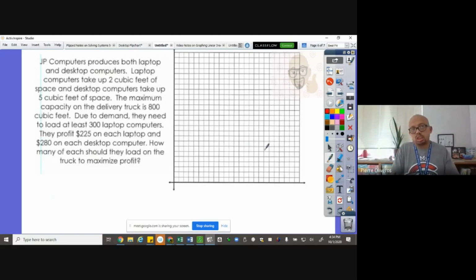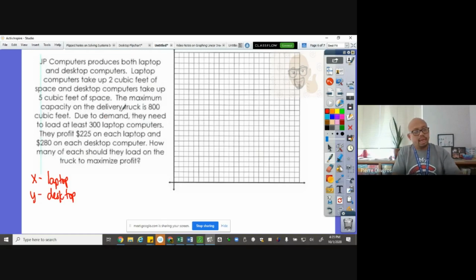JC Computers produces both laptop and desktop computers. So let's say that X is the number of laptop and Y here is the number of desktop computers. Okay, desktop. Laptop computers take 2 cubic feet of space, and desktop computers take up 5 cubic feet of space. Okay, first we have to understand what is given here.